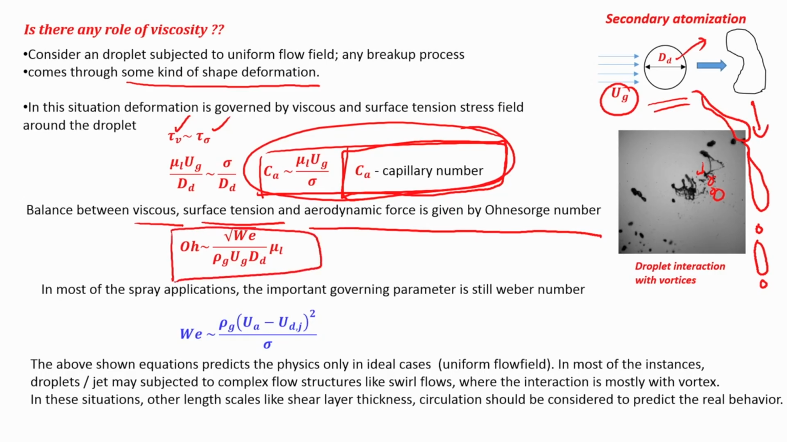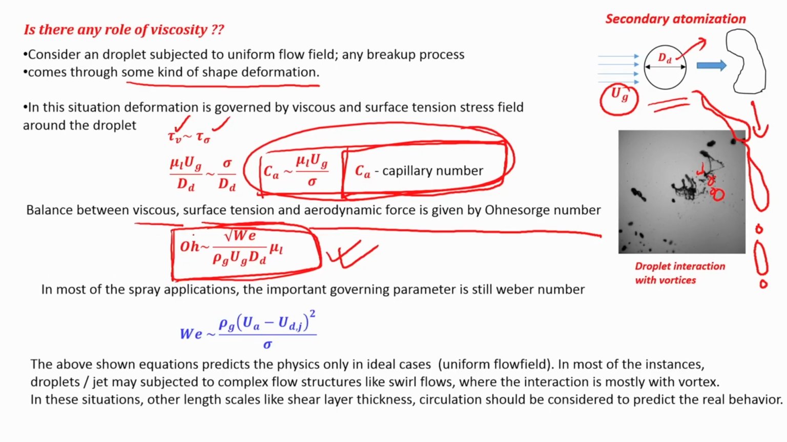The Ohnesorge number includes the effect of surface tension, viscosity as well as the aerodynamic force. This is one of the most important numbers that you will ever get. The Ohnesorge number determines whether viscous dissipation or the viscous effect on the breakup process is dominant or not. In many cases you will find it is not, but in some cases this Ohnesorge number will actually play a lot of role.